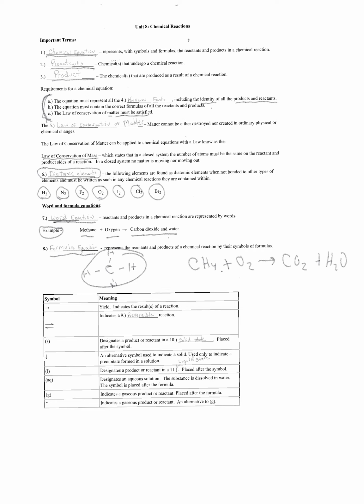When we write a formula equation, we're going to use different symbols. In this table here, this has some of the symbols that we use. And so the first one, the arrow, that tells me that it yields. So it's showing what the product is. So the arrow shows what the reaction yields, in other words, what are the products? This shows you a reversible reaction.